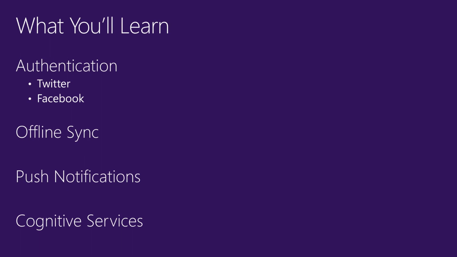Hopefully you'll leave this with a pretty good understanding of authentication. There are a couple of ways to authenticate your Azure apps, some of them right, some of them wrong. I tend to lean towards doing the wrong approach just because it's easy, and I'll talk about why you shouldn't use that approach. We'll look at offline sync, which is one of those just exceptionally important features. We'll look at push notification, and then lastly, cognitive services.